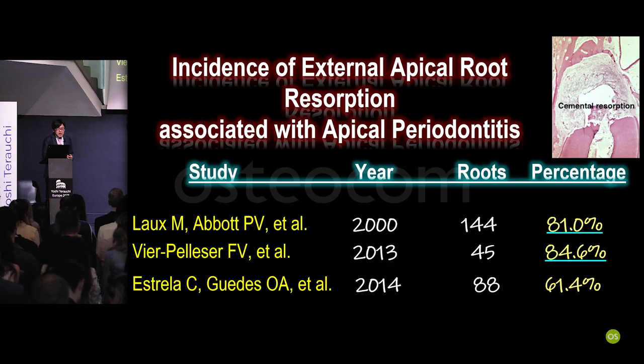And also, if you look at the incidence of external apical root resorption associated with apical periodontitis, you see on average 80% of the teeth with apical periodontitis had external apical root resorption. 80%. Whenever you see preoperative radiolucency, 80% on average had external root resorption. It's a big number.